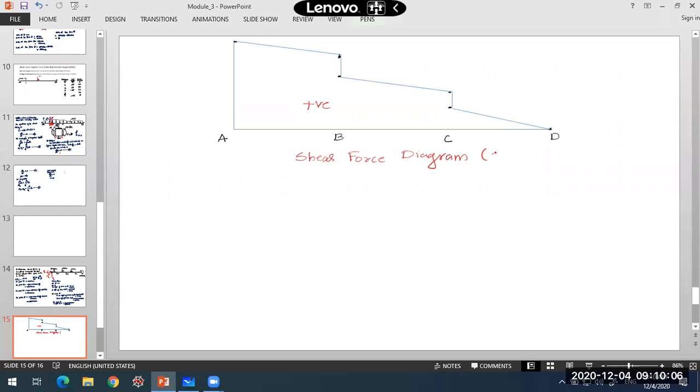So the shear force diagram, in short, we call as SFD. So this is the variation that we have. Now along with this, when I give the values, what I have here is 40 kilonewtons, 50 kilonewtons, 70 kilonewtons, 100 kilonewtons, and 140 kilonewtons. So these are the values of our shear force.